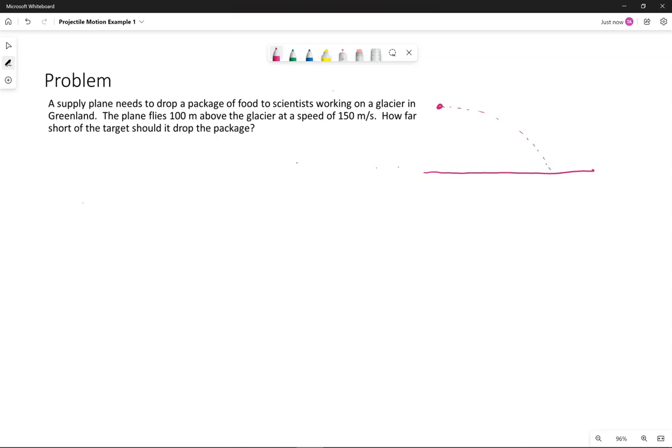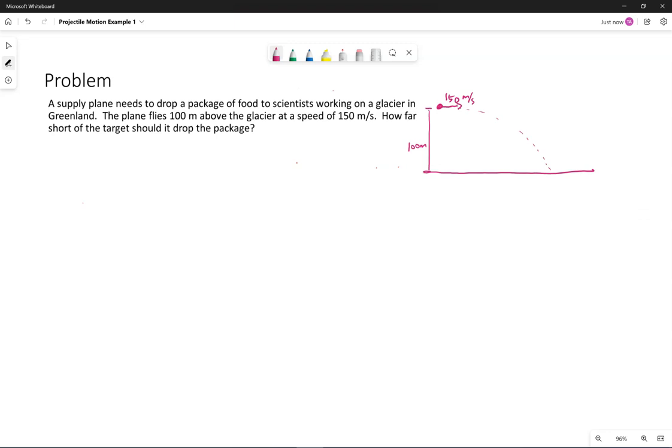So we have our supply plane needing to drop a package of food. The plane is flying 100 meters above the glacier at a speed. I'm assuming the plane's flying horizontally, parallel to the ground. We want to know how far short of the target it should drop the package.